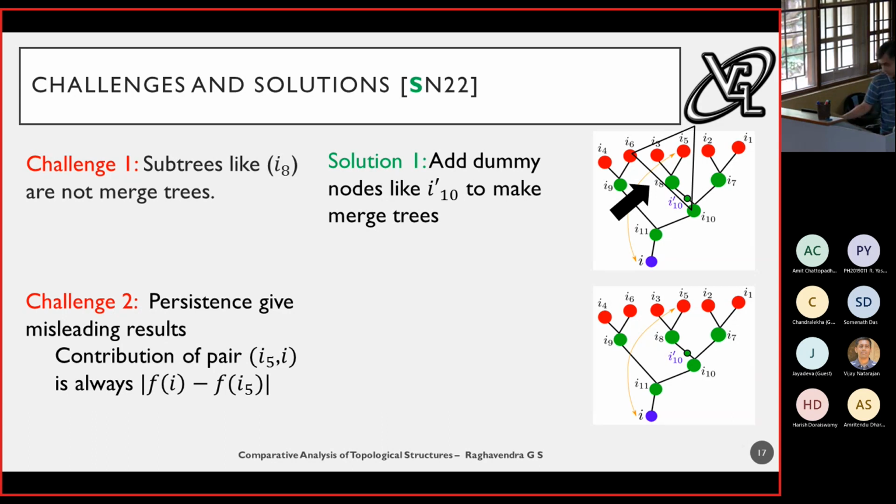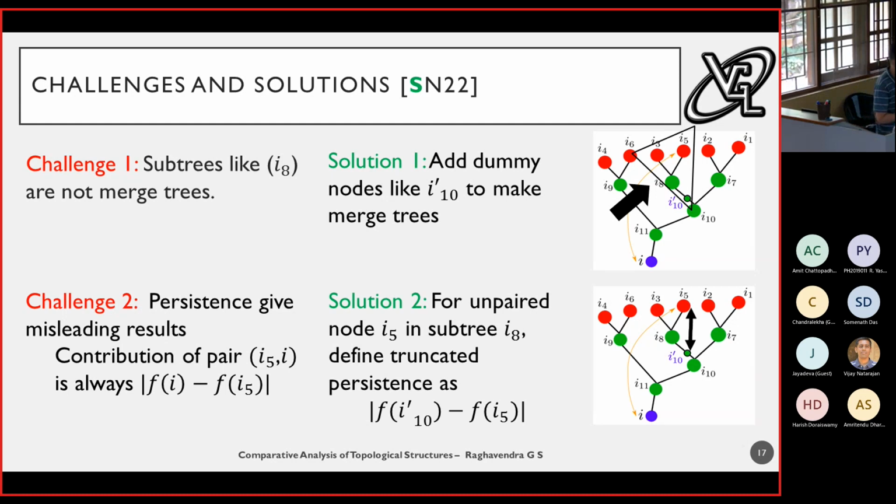So what we do is we also truncate the persistence in such a way that for each subtree, a particular node's persistence will change. So when the subtree which is compared is I8, the persistence is this. If the subtree compared is I10, then the persistence would be something which is related to I5 and I11 and so on. So every step the persistence is changed.